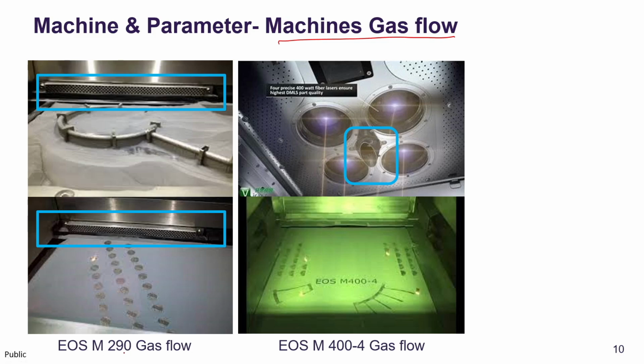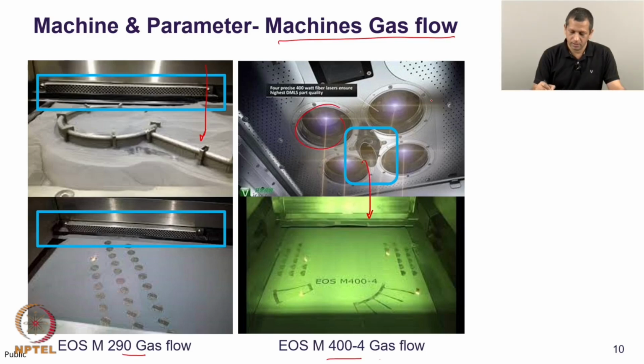In EOS M290, the gas flow is from back to front. In M400, the gas flow is from top. Since we are using 4 lasers and the total power involved in M400 is higher, we want the gas to be homogeneously distributed, and we don't want any heterogeneity caused by the rate of gas flow in various parts that are being built. Also, we don't want the byproduct gases that come after fusion to interact differently at different parts of the build or the component.